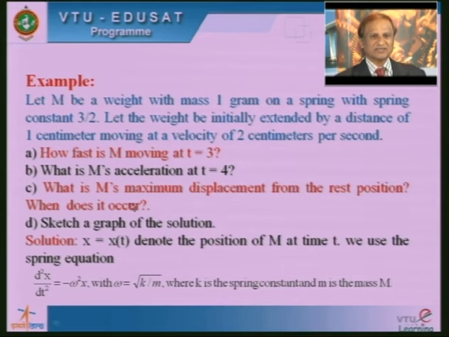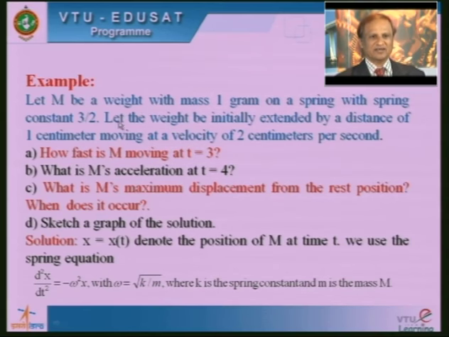What is M's maximum displacement from the rest position, or what we call the equilibrium position? When does it occur? It means when it attains maximum displacement, we have to calculate that, and finally they have asked us to sketch a graph of the solution. Is it clear? Now, we want to calculate all these things. Before that we want to write down the given information.